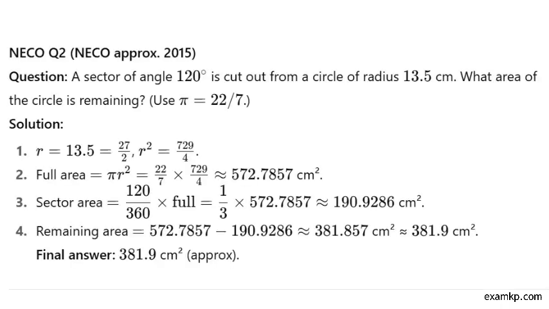Now for the NECO questions. In 2008, a sector of angle 120 degrees is cut from a circle of radius 13.5 centimeters. Find the area remaining. The full area of the circle is pi r squared, which is 572.8 centimeters squared. The sector area is 190.9 centimeters squared. So the area remaining is the total area, 572.8 centimeters squared, minus the sector area, 190.9 centimeters squared. And that gives us an area of 381.9 centimeters squared.